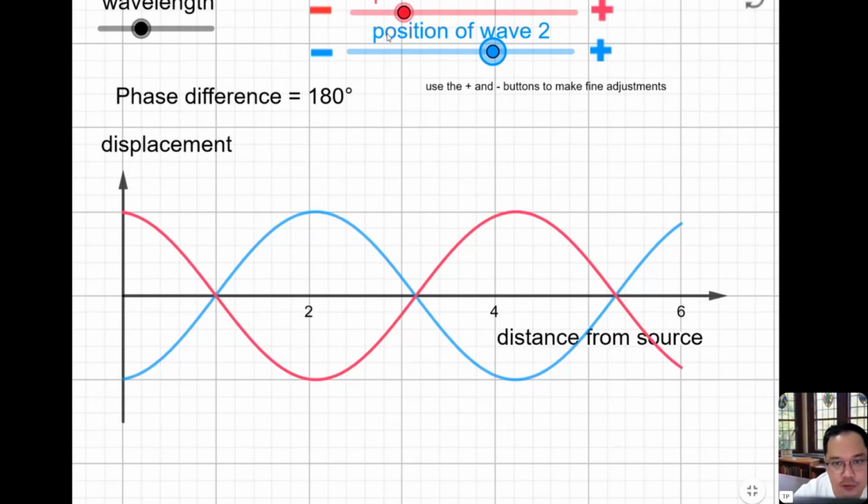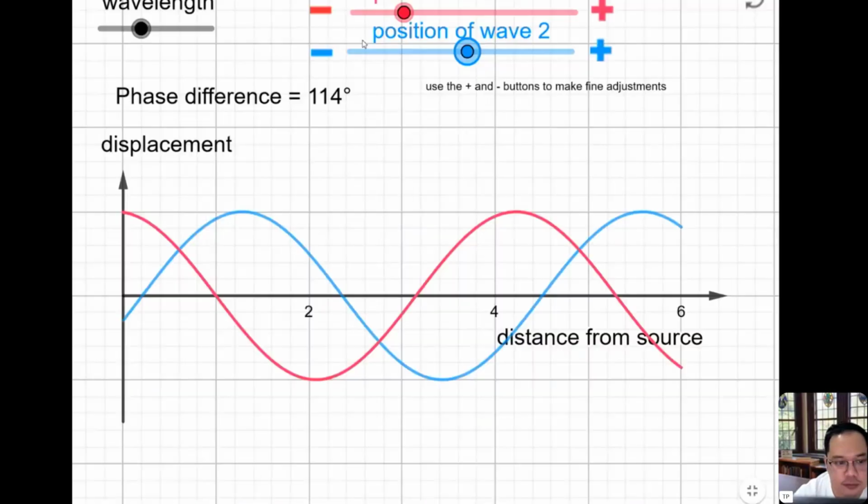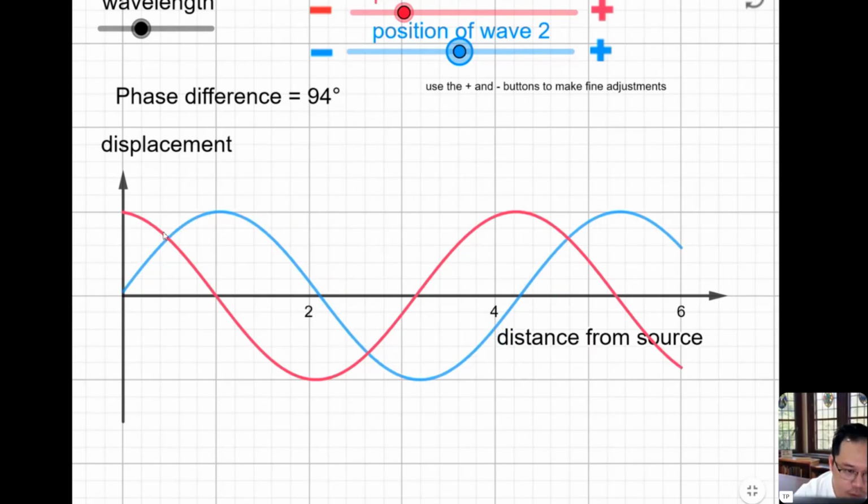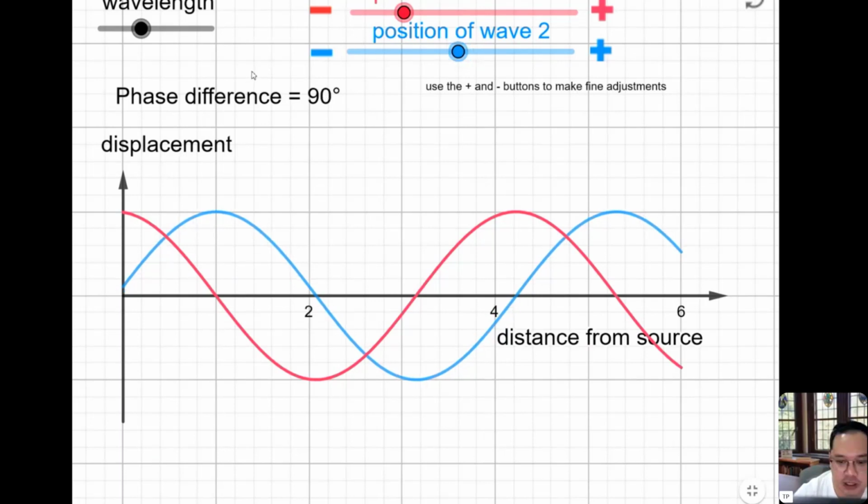And if I move the wave here to another place, okay, so the second wave, when the first wave, the red wave, is 0, the second wave is maximum like this, it is 90 degrees different in phase, okay.